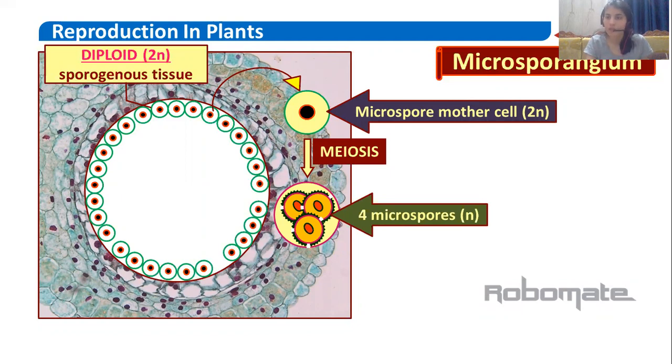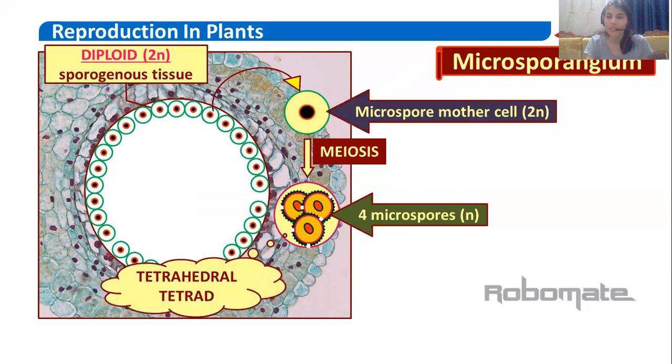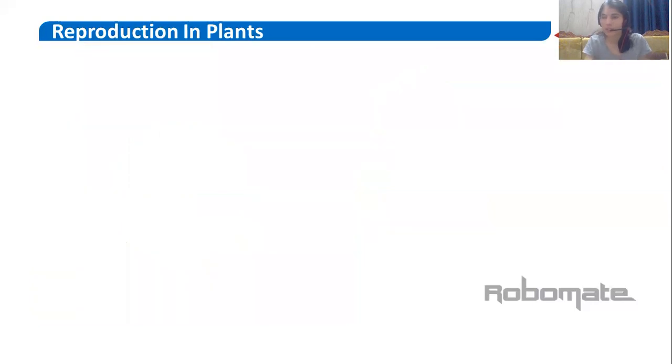Now it's producing four microspores. In this picture you can see three, and the fourth one is at the back side, that's why we can't see it. You can see the arrangement is like a pyramid, three up and one down. You can join the dots and you get a pyramid. So this pyramidal shape we can also call a tetrahedral tetrad. So we have a microspore mother cell that is diploid, which undergoes meiosis and produces four microspores. We can also call microspores pollen grains, same thing.